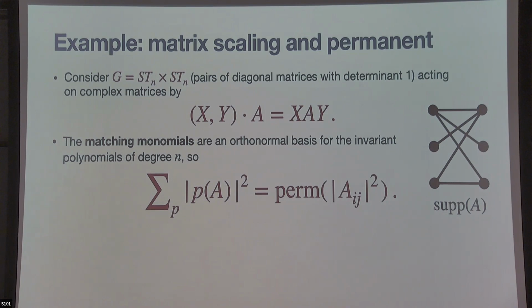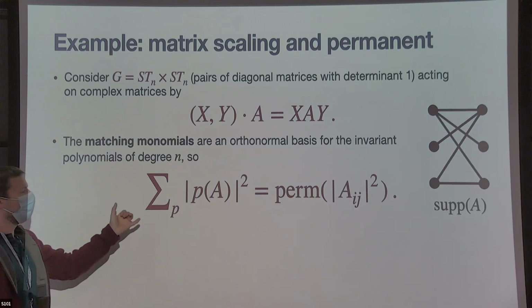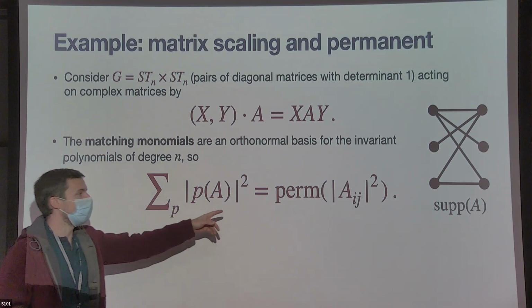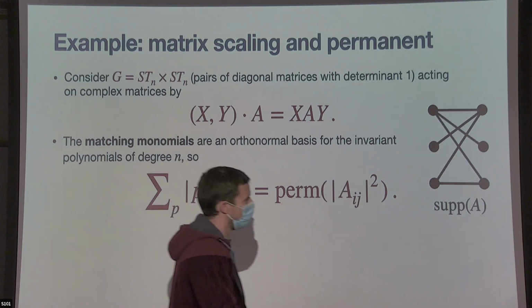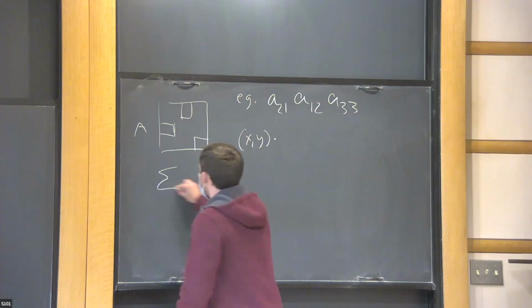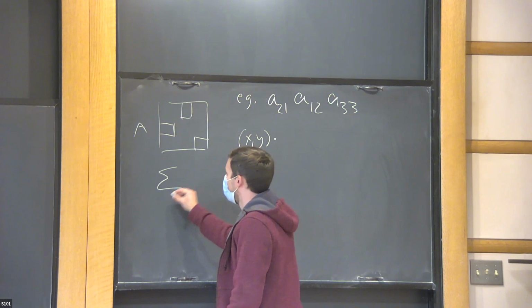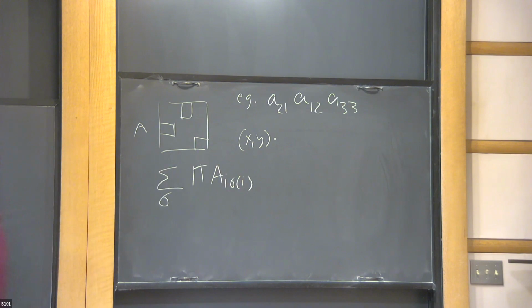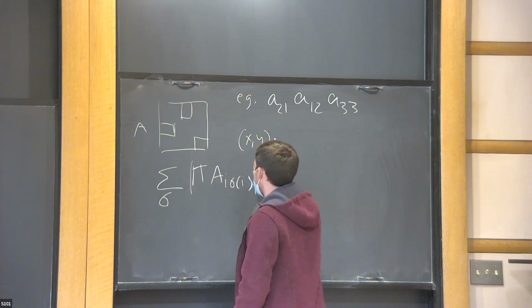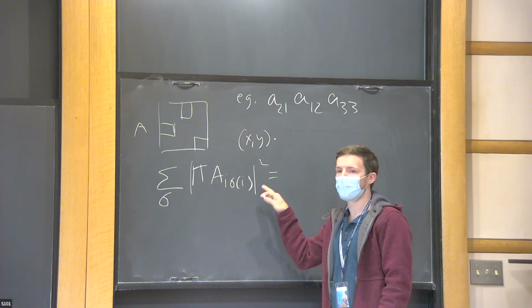For this particular degree N, if you sum up all the evaluations of all these matching monomials, that will be equal to the permanent of the matrix you get by taking the modulus squared of the original matrix. So basically, we sum over permutations of the product, and because we're taking the modulus squared of each of these entries, it's going to be the permanent of the matrix you get by just squaring the entries.